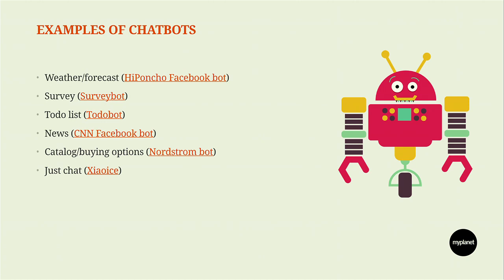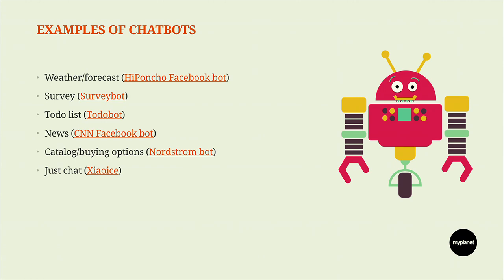So for example, this Hi Poncho Facebook chat, or Siri, or any other chatbot that can go to a weather site and grab the information, gives you back that information based on your query. The same thing goes for surveys. You can have a chatbot that asks you, would you like to answer some survey? You answer yes or no, and then it gives you the questions and you give back the answers. That's this survey bot as an example.